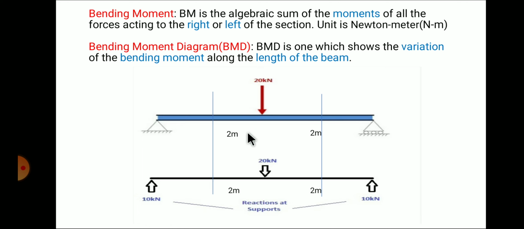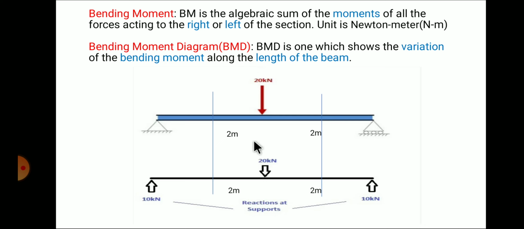If this is point A, B and point C, and I want to calculate the bending moment at point B, it is vertical load into perpendicular distance. Vertical load is 10 kilonewton multiplied by distance. Up to this point, the distance is 2 meter. Vertical load is 10 multiplied by 2. That will give you the bending moment at point B.